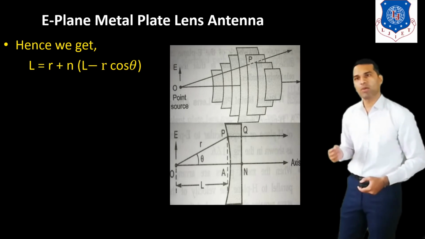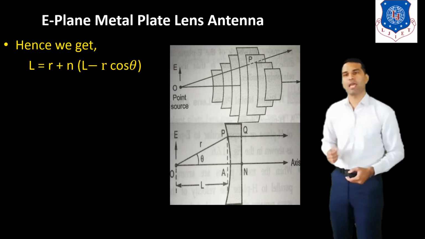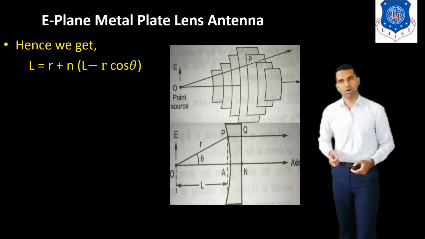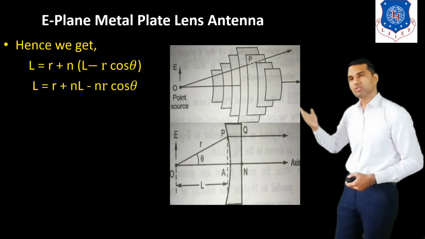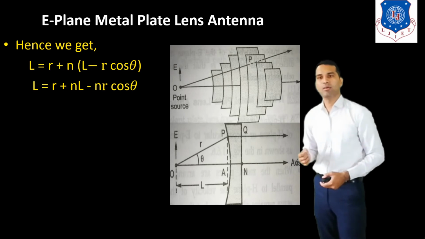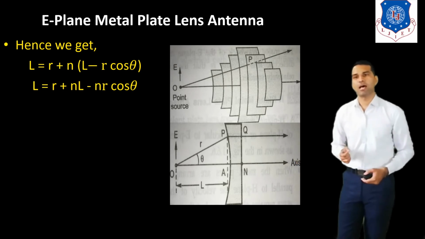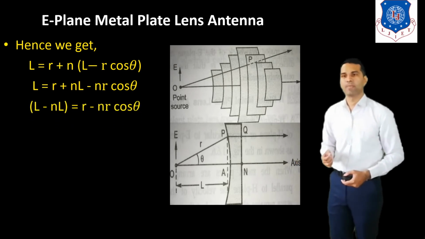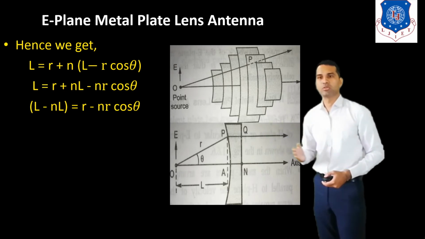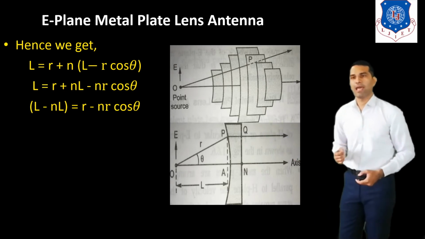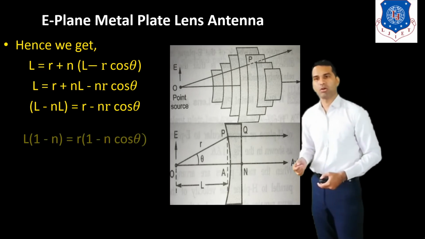So the equation becomes L equals R plus n (L minus R cos theta). When we simplify this equation, we can write L equals R plus nL minus nR cos theta. Now we take the L term to the left hand side. So we can write L minus nL equals R minus nR cos theta.